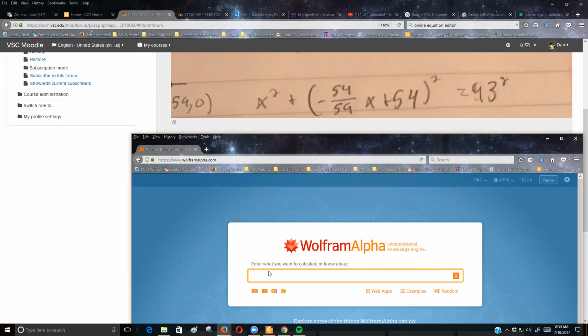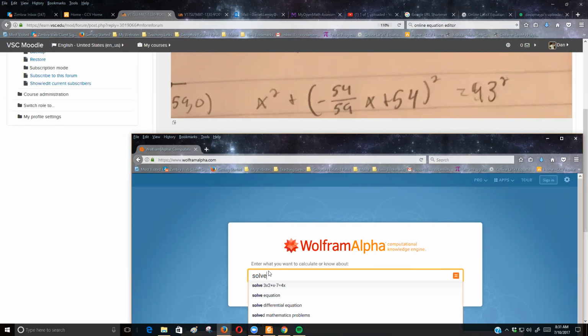This will take you through Calc 1 and the early part of Calc 2, and there's other apps out there that work. What I like about this is it's quick and easy, and you have to use a little bit of math to do things. You've got to know, I want to solve this equation. So all I'm going to do is type in that equation, that circle.